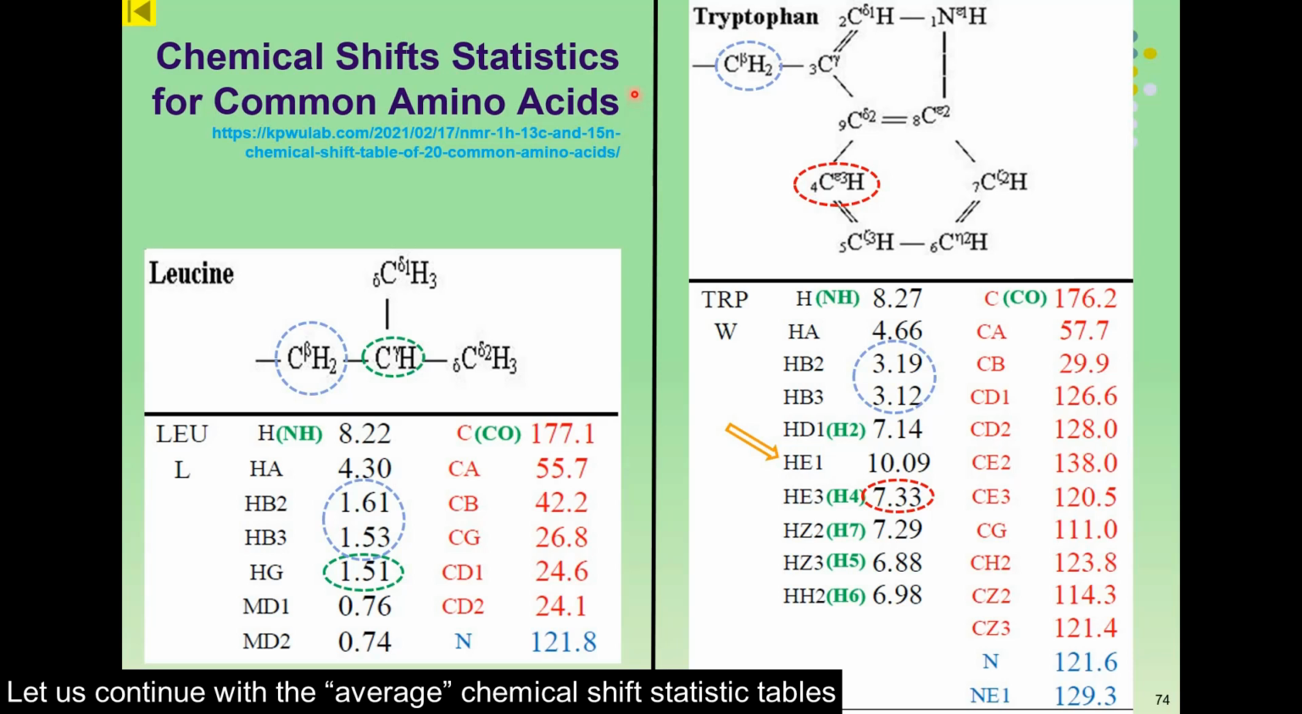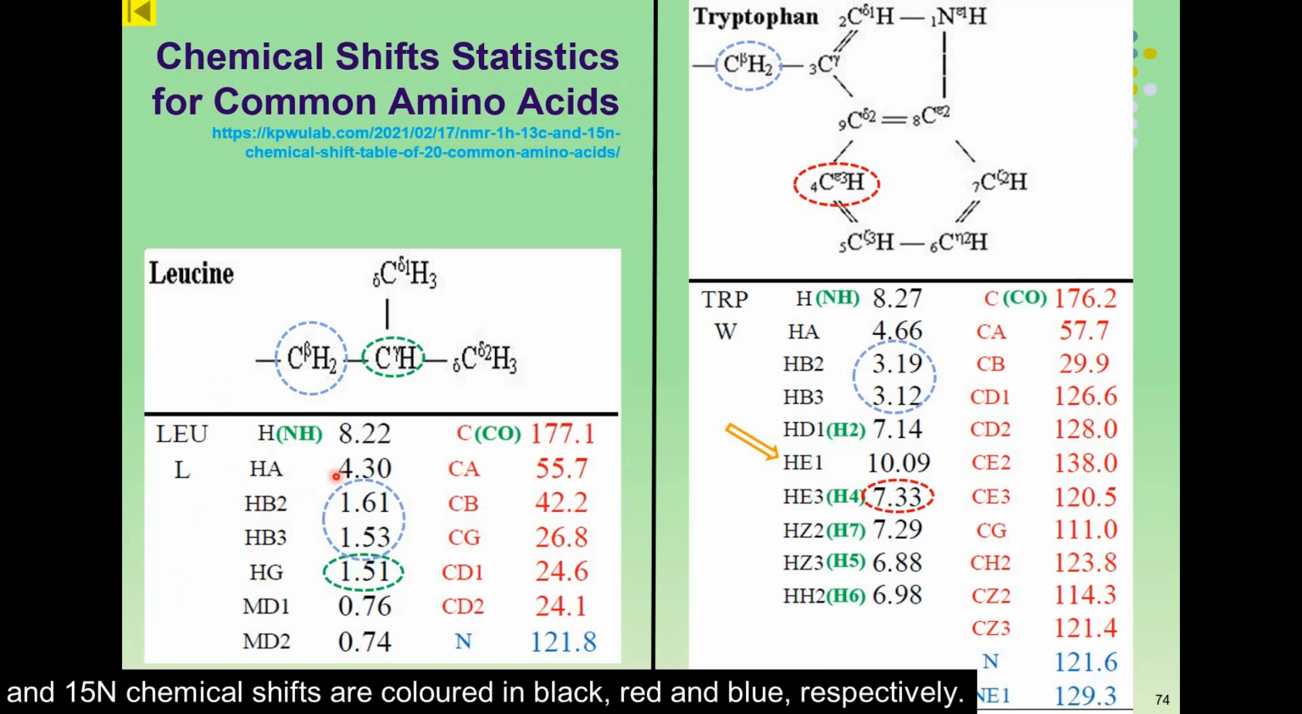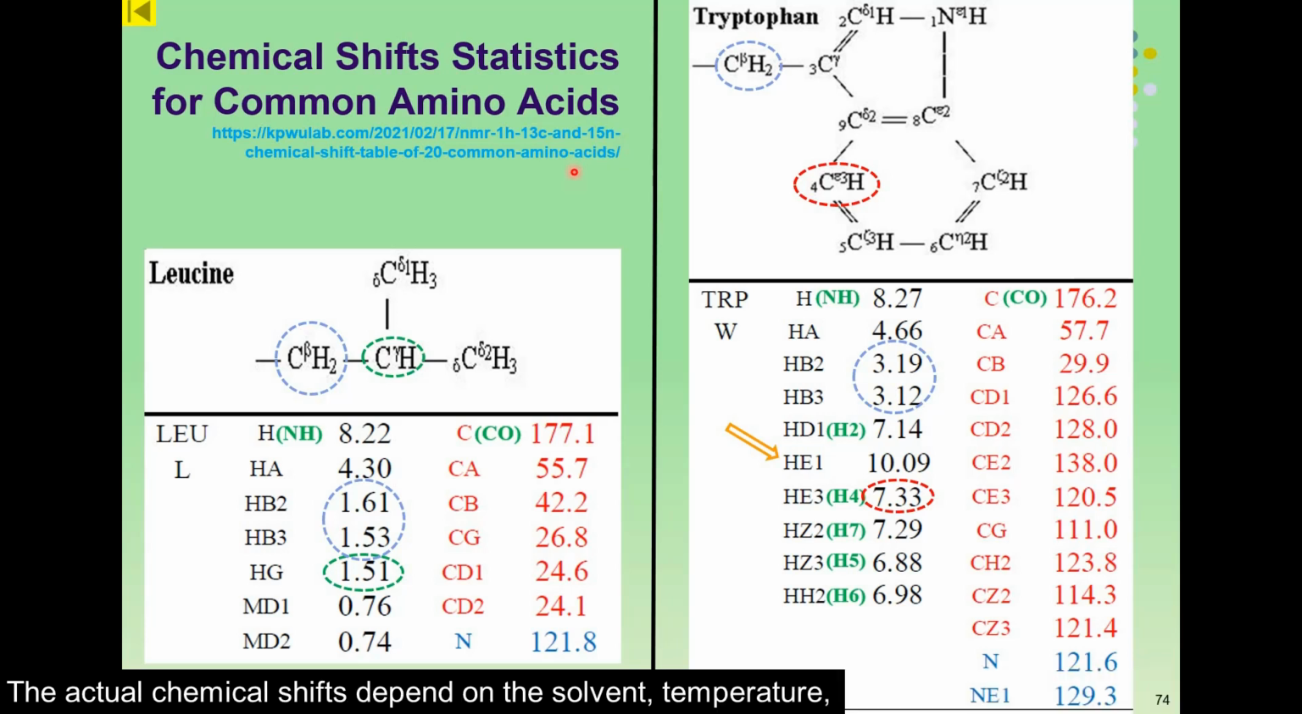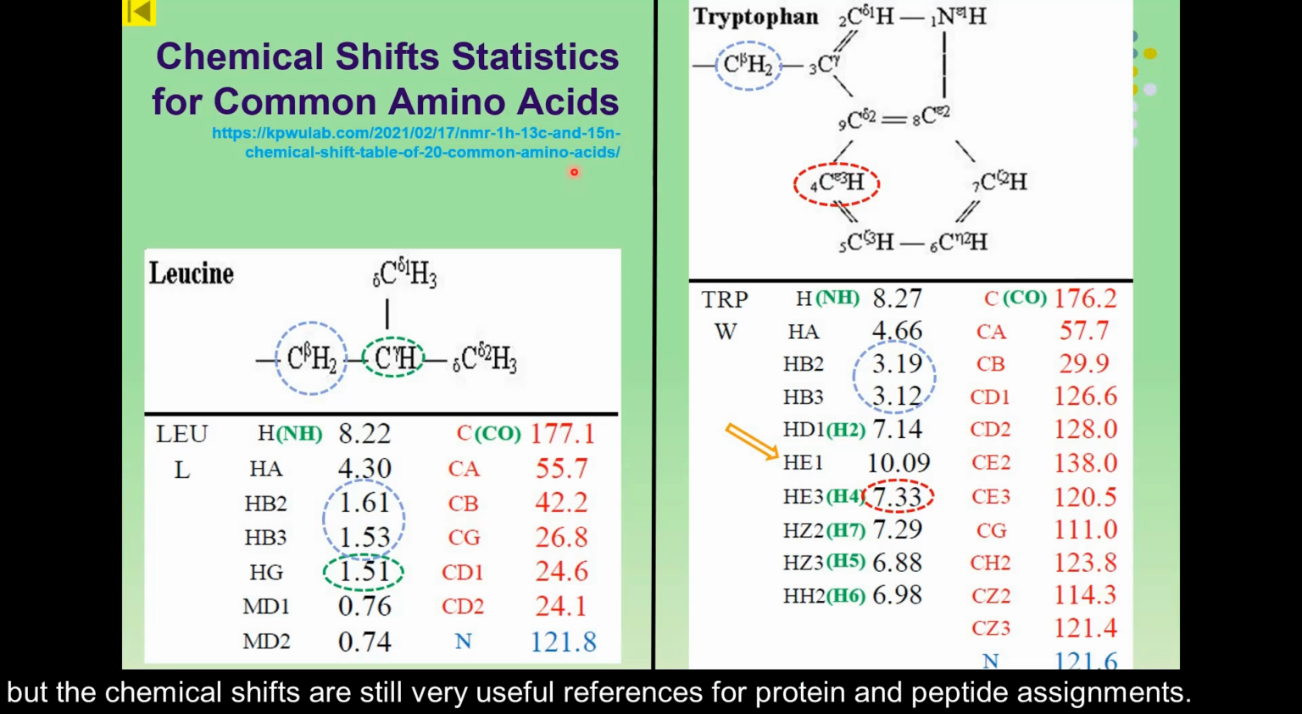Let us continue with the average chemical shift statistic tables for the 2 amino acids of the peptide, where the 1H, 13C, and 15N chemical shifts are colored in black, red, and blue, respectively. The webpage for a complete set of tables for all the 20 common amino acids is given in the slide. The actual chemical shifts depend on the solvent, temperature, as well as a protein or peptide folding structure, but the chemical shifts are still very useful references for protein and peptide assignments.